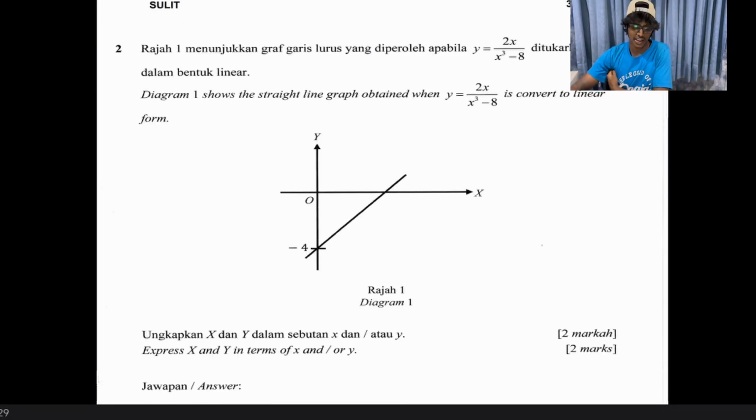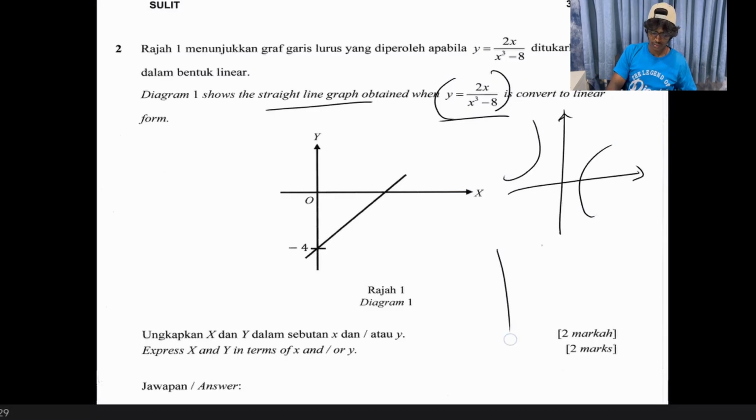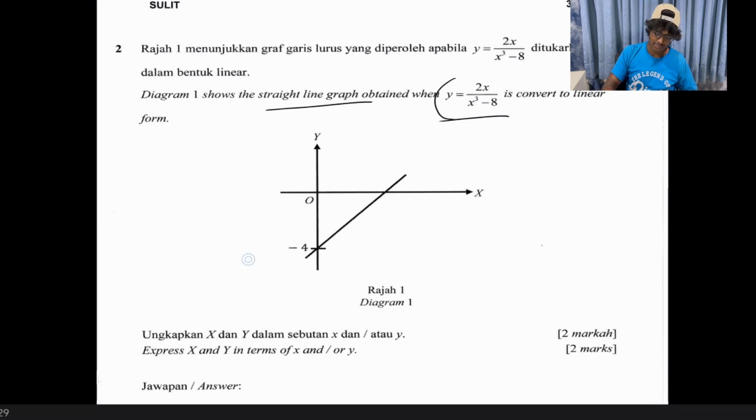Okay, for the next question, they're saying it shows the straight line graph obtained when y equals 2x over x cubed minus 8 is converted into a linear form. Basically, this equation will make a different type of graph, something that looks either like this or like this or something like that. But when it changes into linear form, it becomes this graph.